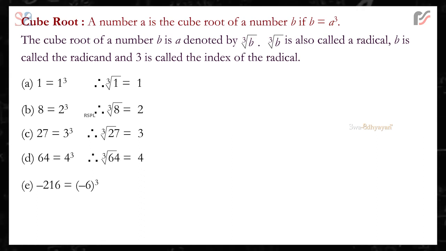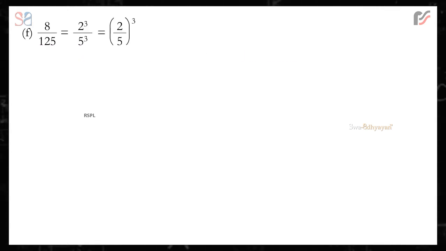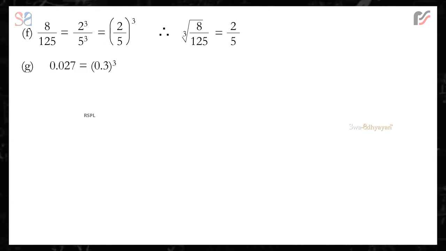E. -216 is equal to (-6) cube. Therefore, cube root of -216 is equal to -6. F. 8/125 is equal to 2 cube over 5 cube, which is equal to (2/5) whole cube. Therefore, cube root of 8/125 is equal to 2/5. G. 0.027 is equal to (0.3) whole cube. Therefore, cube root of 0.027 is equal to 0.3.